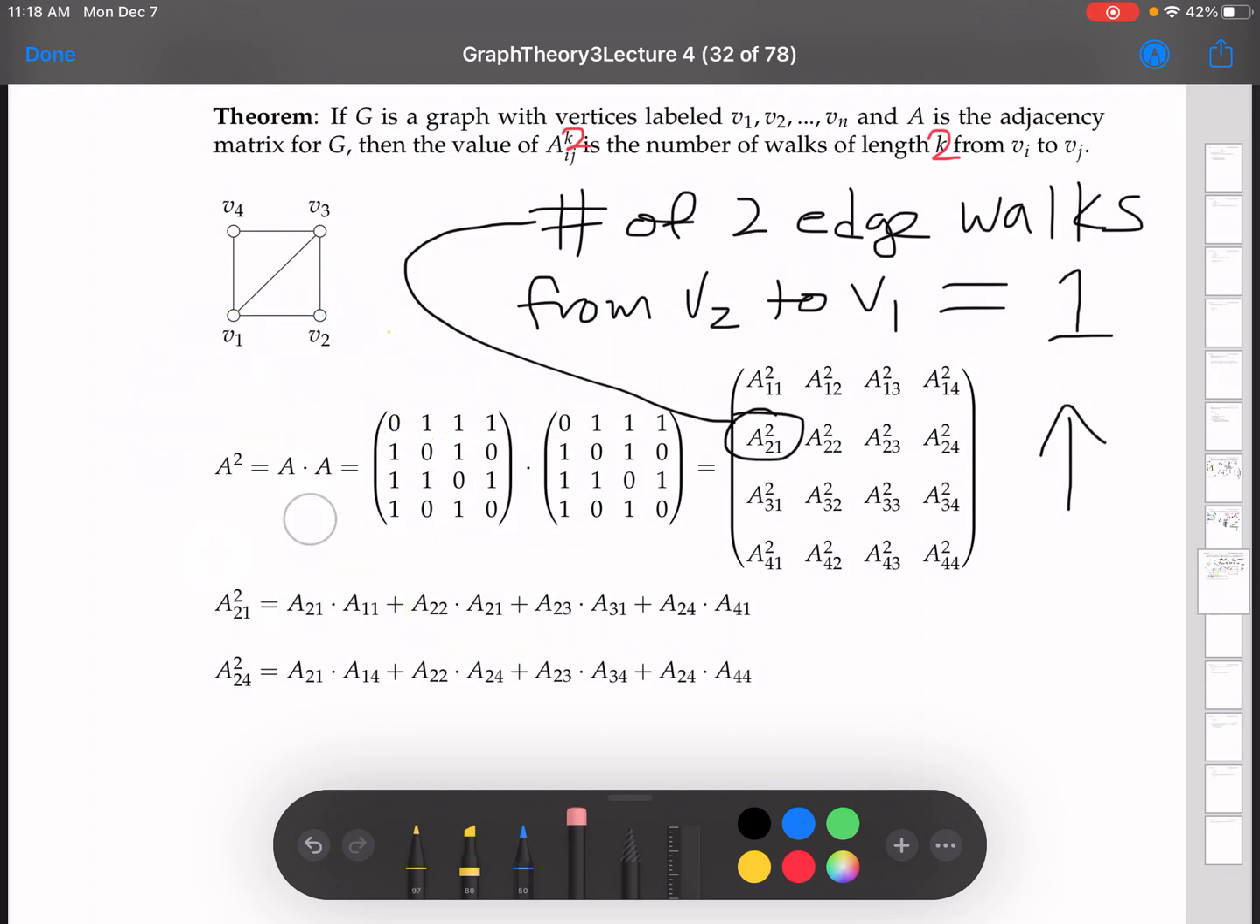Now I'm running out of colors here, so I'll have to recycle these colors. A23, that's that right there, that corresponds to that edge right there. That's a 1.